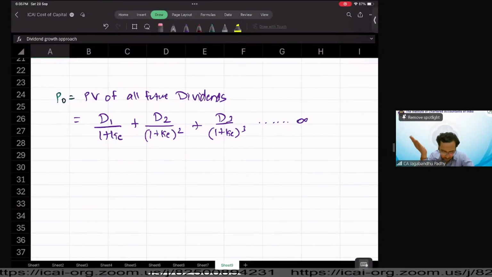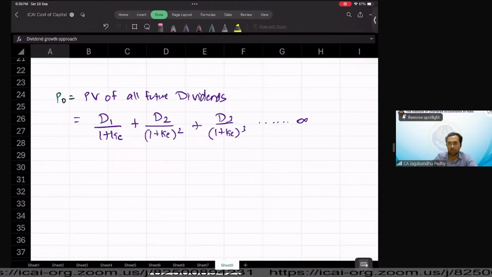There has to be growth in the performance, right? So can I say that dividend in year one cannot be same as dividend in year two? And even dividend in year three won't be same as dividend in year two. Correct? Right, guys? What is the meaning of PV of future benefits?